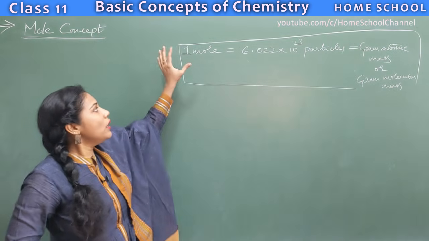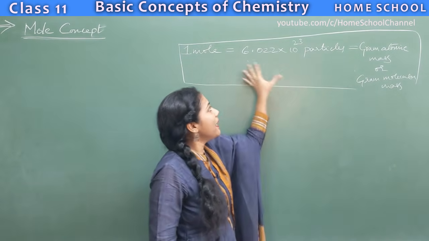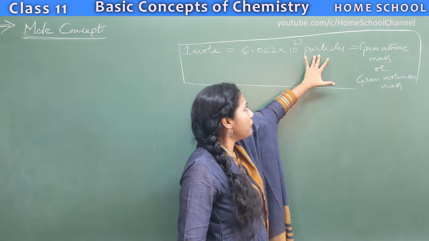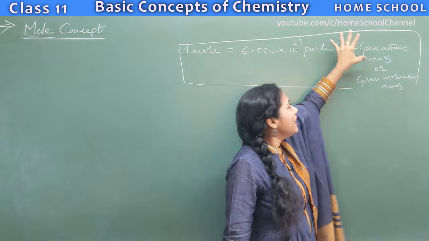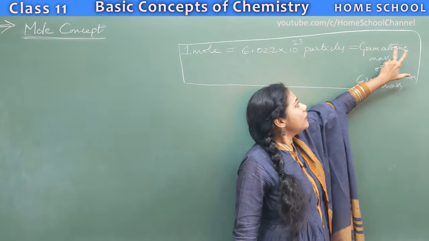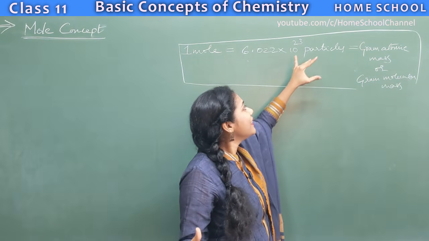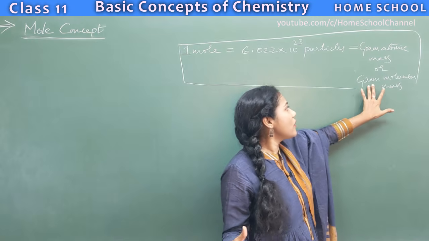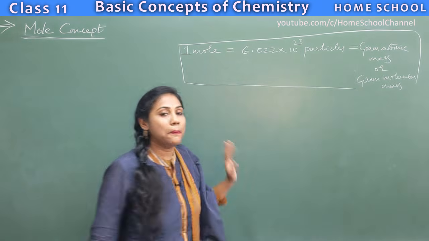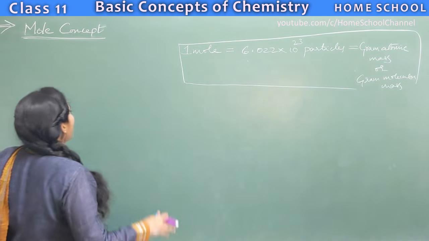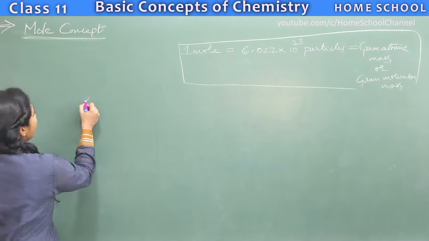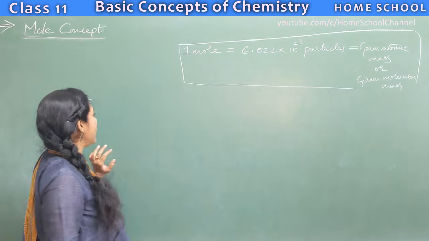So 1 mole means always these many particles, and the mass of these many particles, if the particles are atoms, is always equal to gram atomic mass. And if the particle is a molecule, then the mass of those many particles is always equal to gram molecular mass. Now let us try to understand the meaning of these particular sentences.